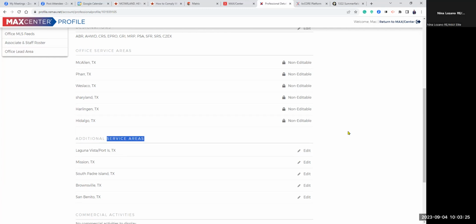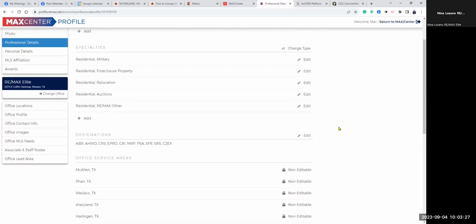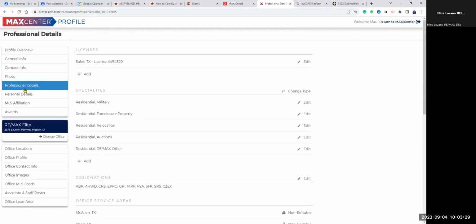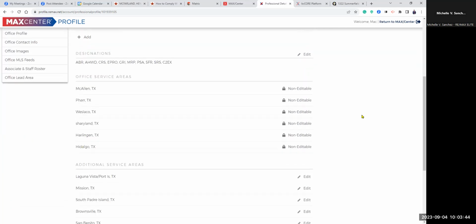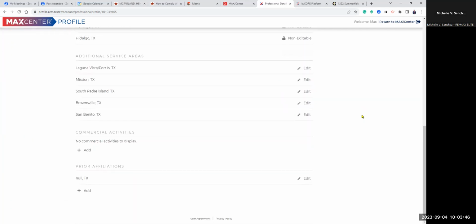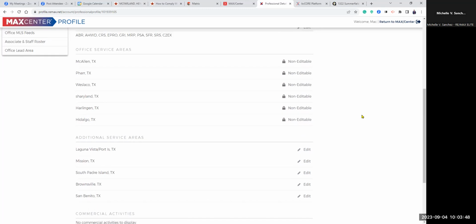Max, scroll up a second, highlight how you got there. What is it, office profile? So when you log in, professional details is what you want to click on. I'm glad you brought that up, because I thought it meant the additional, like the surrounding areas. So there I have Portland, Aransas Pass. I have all our surrounding areas. I'm glad you brought that up.